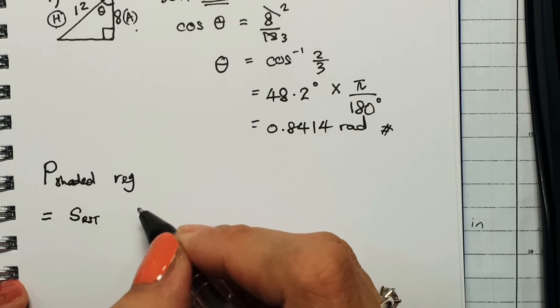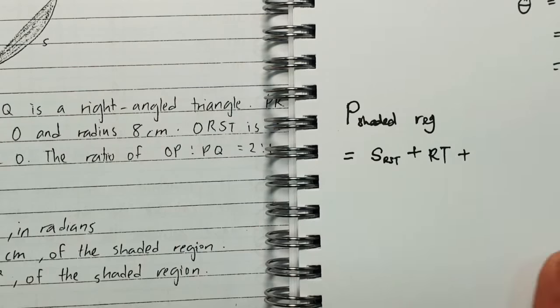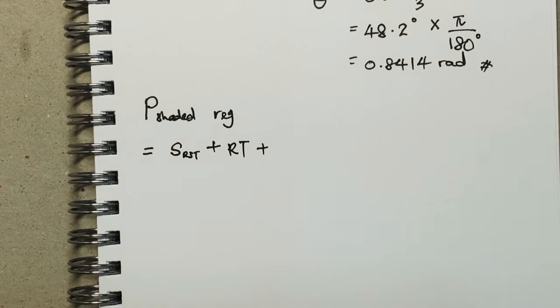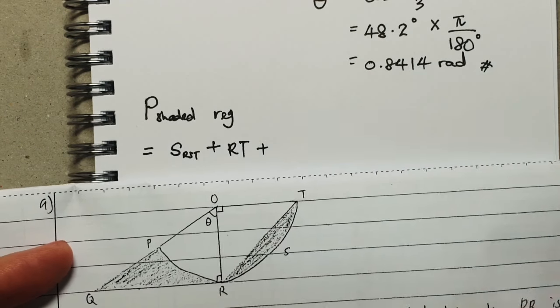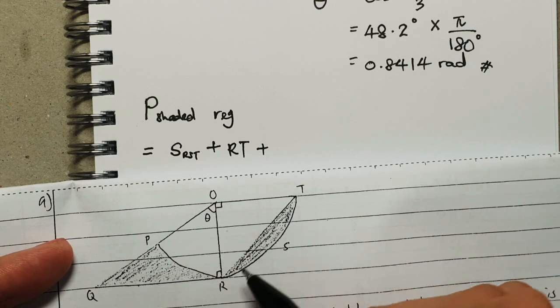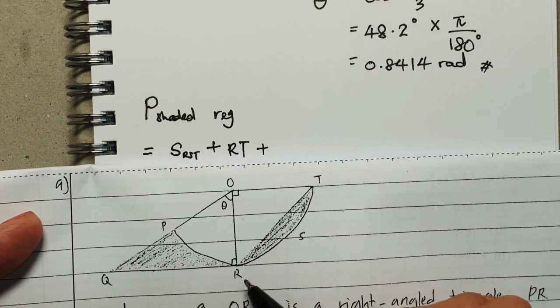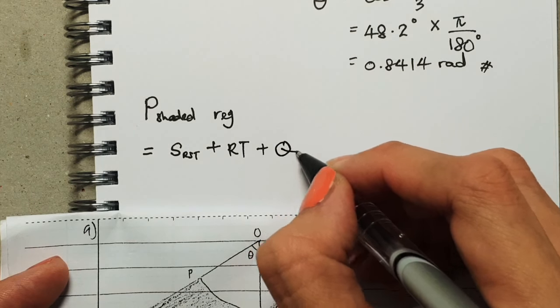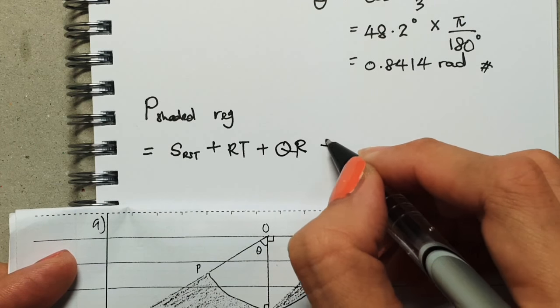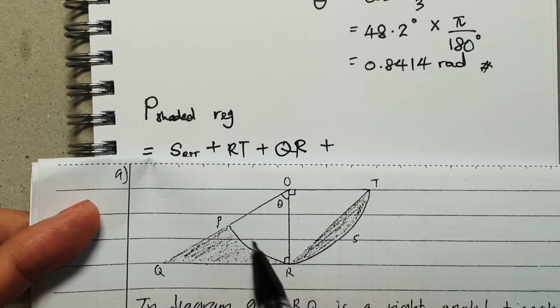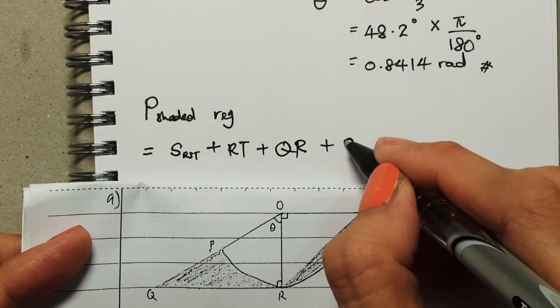Let's put the diagram given here so that I don't have to move my notes. Like this. So RST, RT, and the QR, so plus QR, and then plus the PR, as well as PQ.